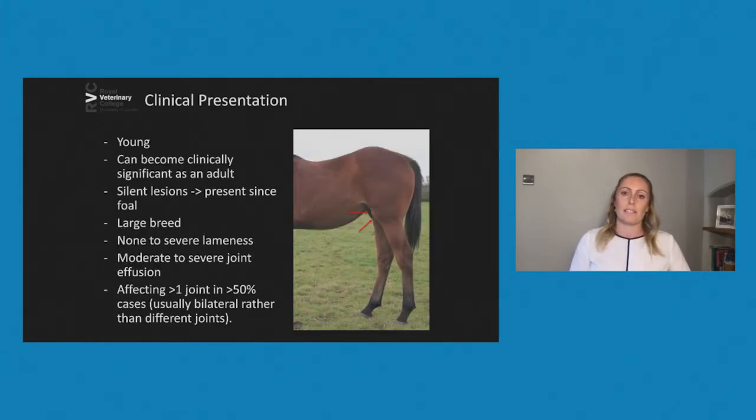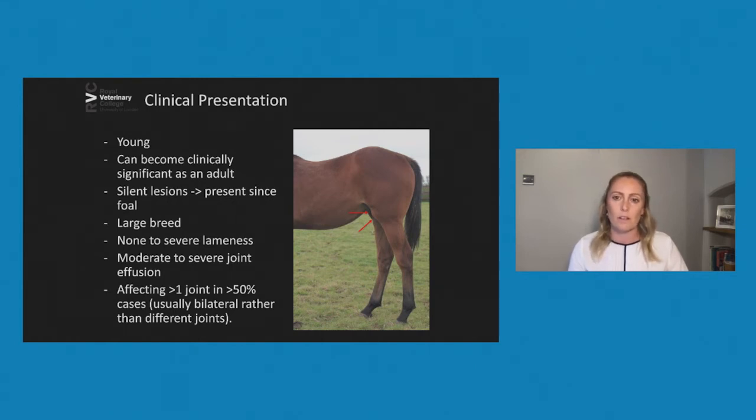So this orthopaedic disease occurs in young, large breed horses, and it can cause a variety of clinical signs. The age at which the disease manifests clinically or starts to cause clinical signs can vary from a young foal to horses over 10 years old. So lesions can remain silent and only cause clinical signs later on in life, but those lesions must have been there since they were a foal. No new lesions can occur once the yearlings reach skeletal maturity.